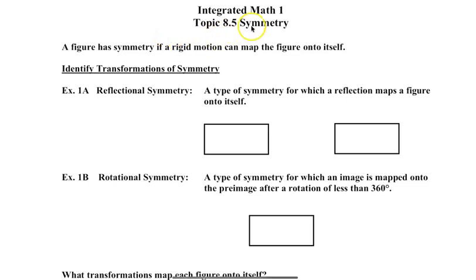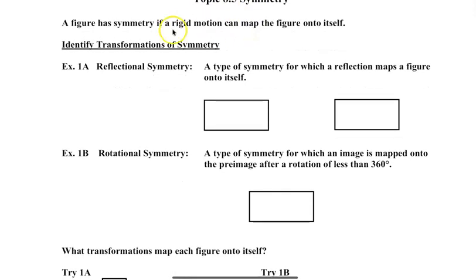In this lesson we're going to talk about symmetry, different types of symmetry. A figure has symmetry if a rigid motion can map the figure onto itself. So if we can move it and have the same picture again, then we consider it symmetry.